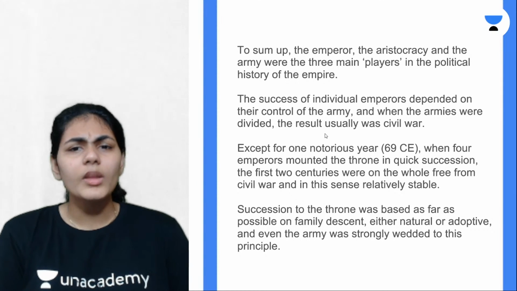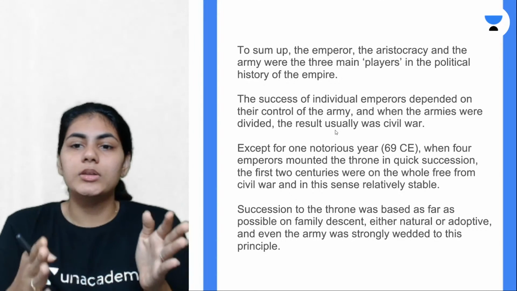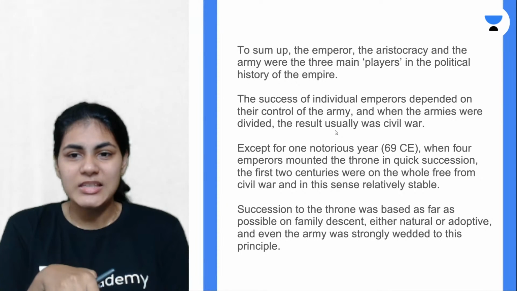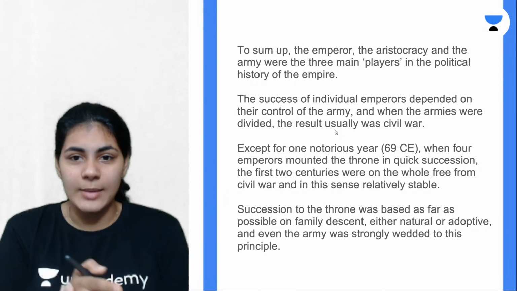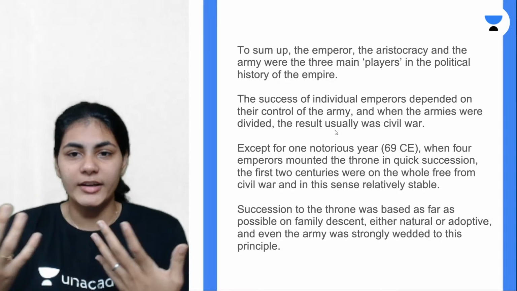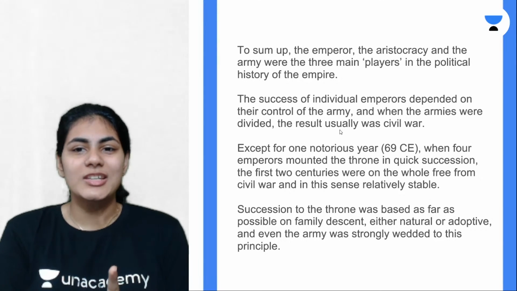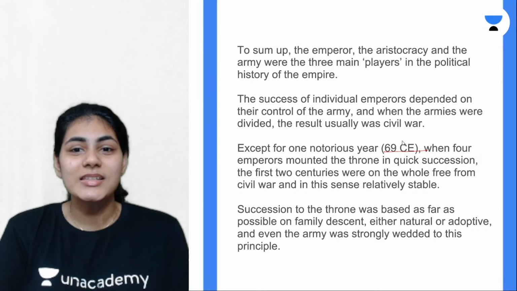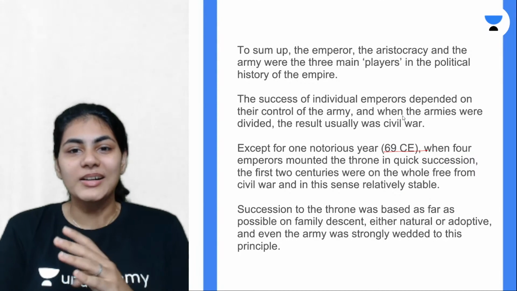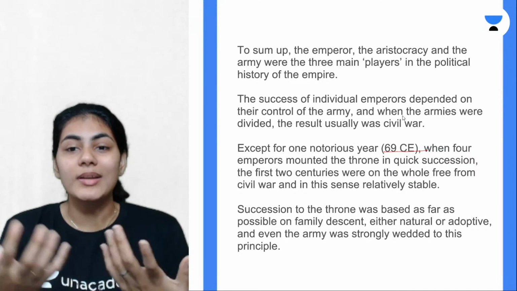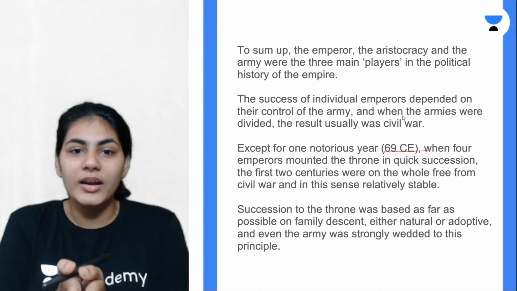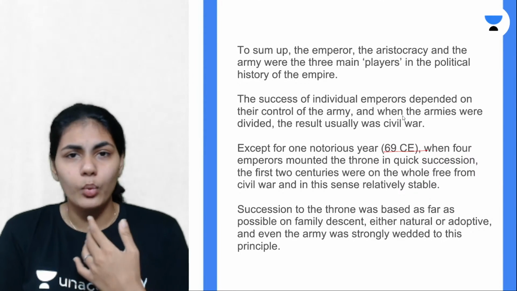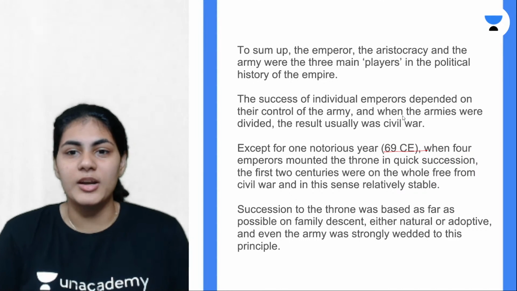Generally speaking, the first 2 centuries of the Roman Empire, the first and second century, were relatively peaceful. There was some sense of political stability. There was not much conflict, except for 1 year, which is 69 CE. This year was drastic, because there were four emperors within the same year who tried to mount the throne in quick succession. Just imagine, within 1 year, 4 emperors changed. There's definitely a lot of civil war happening. Except for that 1 year, the others were calmer and politically stable.